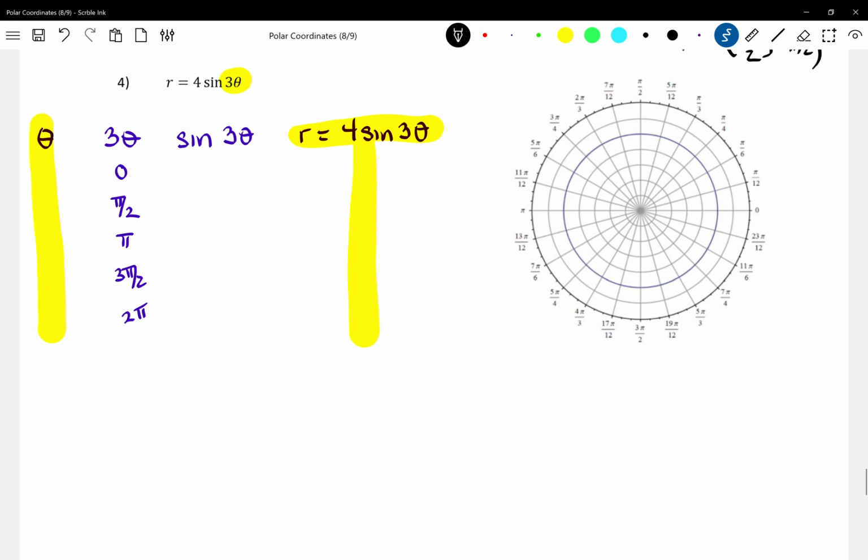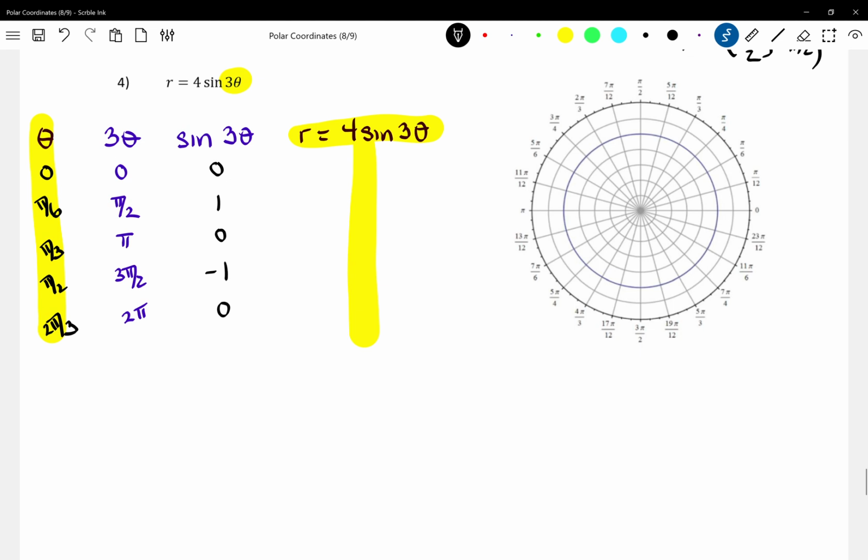So if 3 theta is equal to 0, sine of 0 is 0, sine of pi over 2 is 1, sine of pi is 0, sine of 3 pi over 2 is negative 1, and sine of 2 pi is 0. Okay, so if 3 theta is equal to 0, that corresponds to theta equals 0. If 3 theta is equal to pi over 2, that corresponds to an actual theta of pi over 6. And so on. So I'm just going to be dividing each one of those angles by 3. In doing so, this is where we are. So we get theta up to 2 pi over 3. We'll see if that's enough. We might have to go a little bit further.